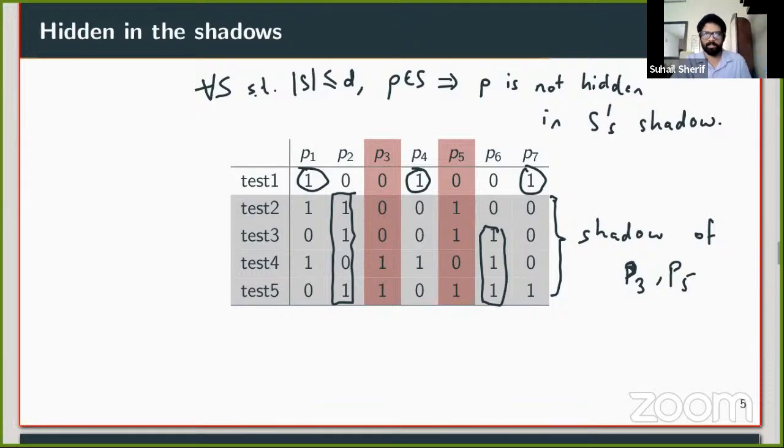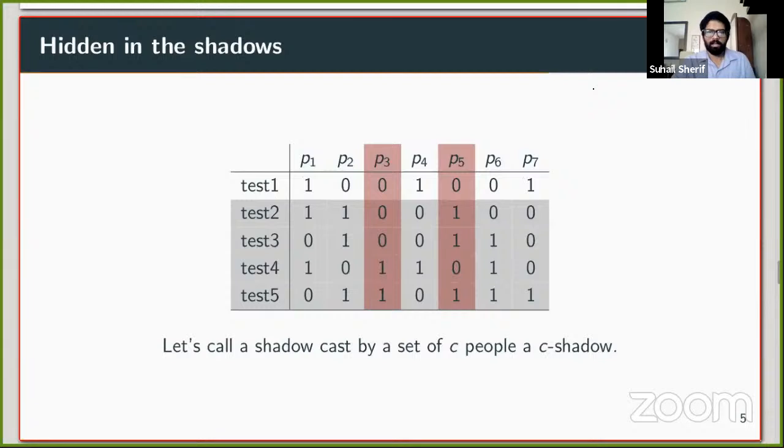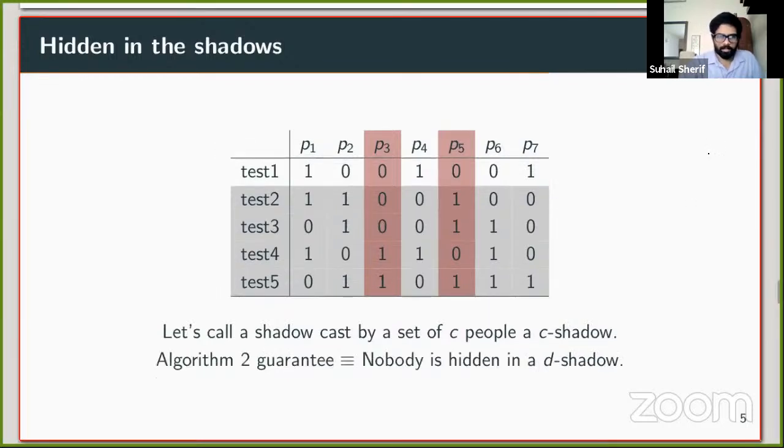So let's introduce some simple notation here. If a shadow is cast by a set of C people, we'll call it a C shadow. So for example, here, this is an example of a 2 shadow. And our algorithm 2 guarantee is exactly the same as saying that nobody is hidden in a D shadow that doesn't include themselves. Everybody is hidden in their own shadow, so when I say hidden in a D shadow, I'm not including the person.